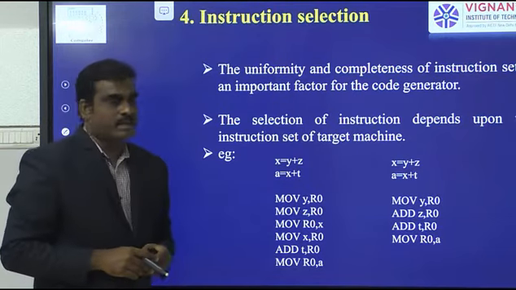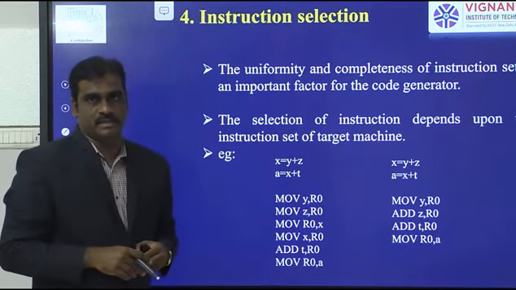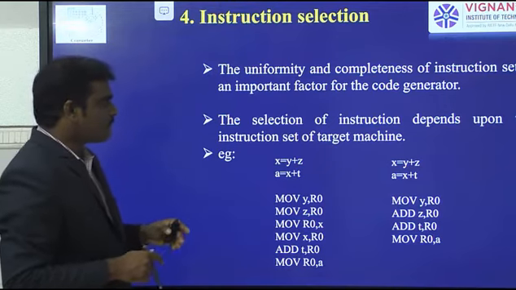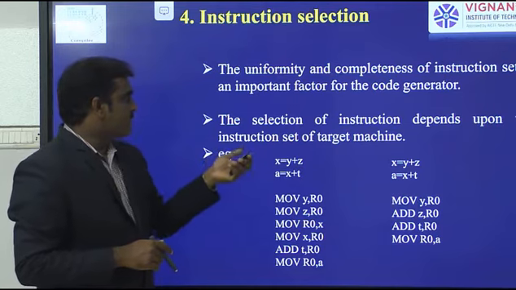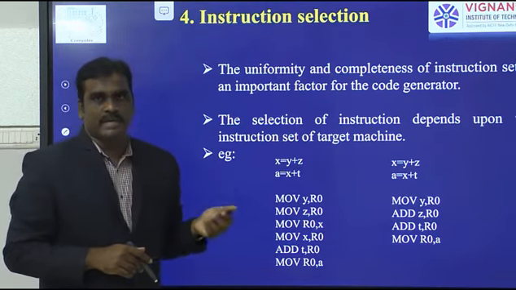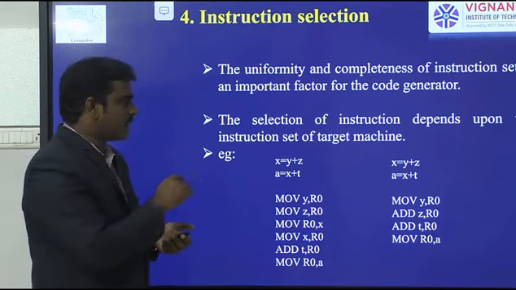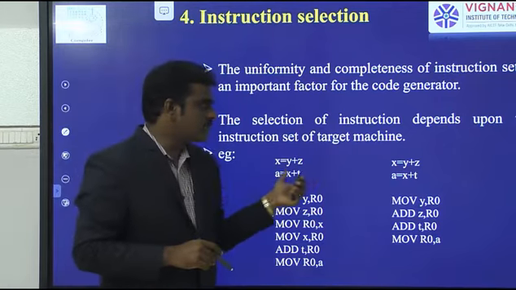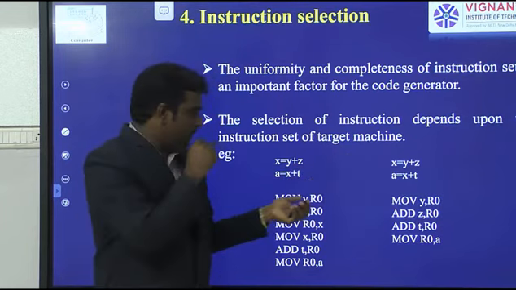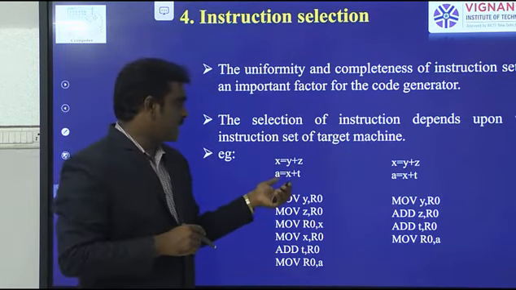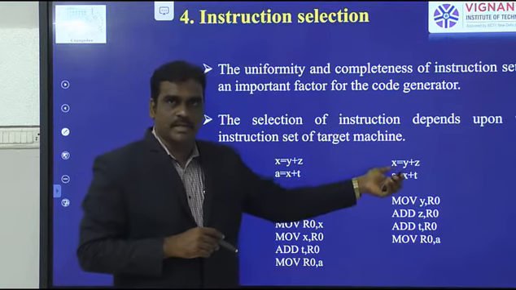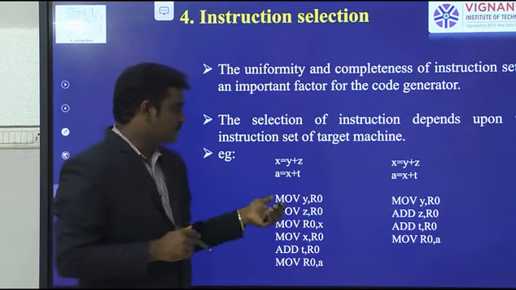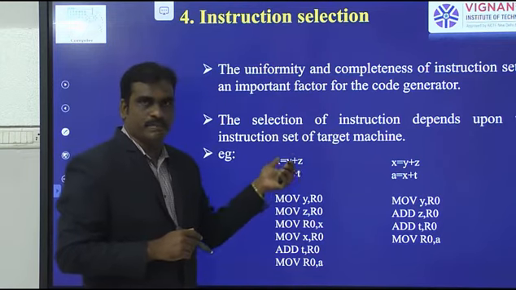The fourth one is instruction selection. Instruction selection depends upon the instruction set of the target machine. Based upon the target machine, we have to modify the data. For example, take these 2 statements: x equal to y plus z, and a equal to x plus t. In this case, first we have to perform the addition operation.